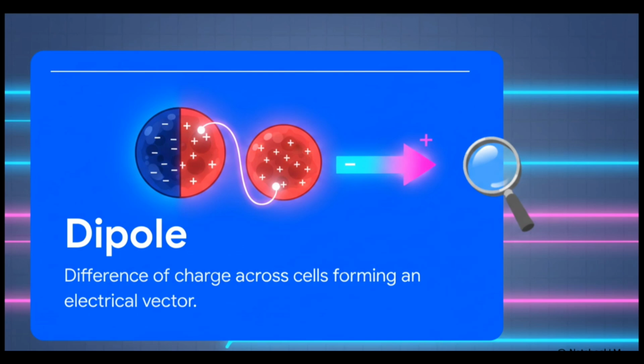Now, this difference in charge across the cells creates something absolutely crucial, a dipole. If we could magically freeze that wave of depolarization halfway through the heart tissue, we'd see half the cells are positive and half are negative. That creates a physical difference in charge, two electrical poles, or a dipole. We map this dipole out as a literal arrow, an electrical vector, pointing directly toward the positive charge on the outside of the cells. And this vector? It's the secret language the ECG machine is actually reading.